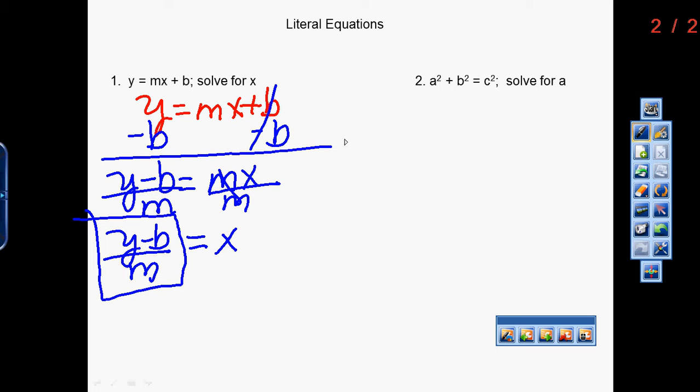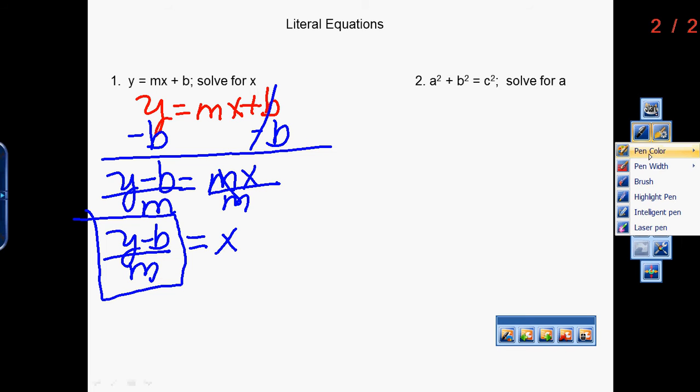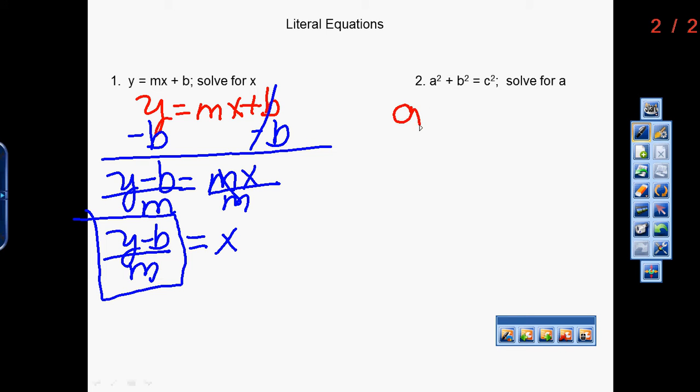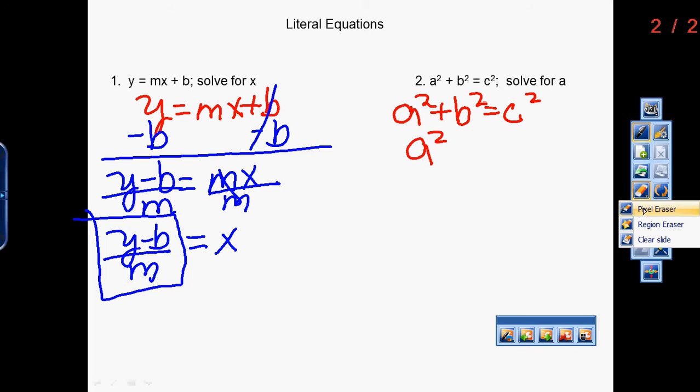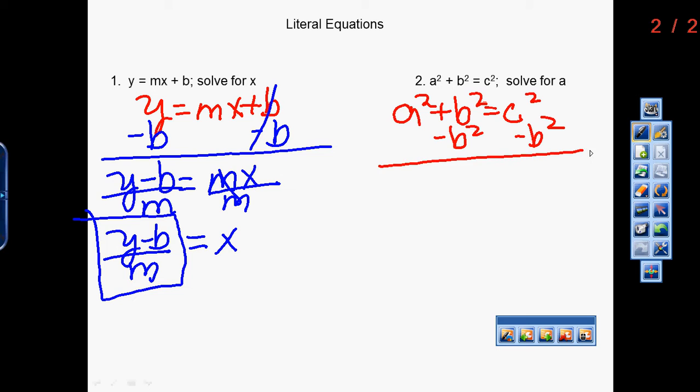So when we're looking at this next problem, they're asking us to do the same. But this time I want to isolate my a variable. So I know that I have a squared plus b squared equals c squared. So I know I have the Pythagorean theorem. Let me go ahead and back up because I want to give you your steps. So I know the first thing I'm going to do here is subtract b squared. Okay, so when I do that, I end up with a squared equaling c squared minus b squared.